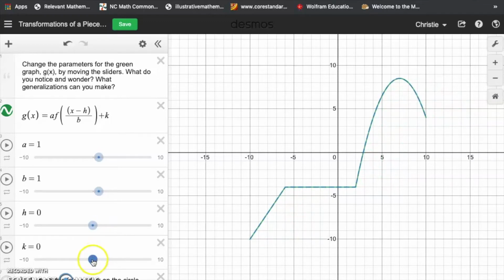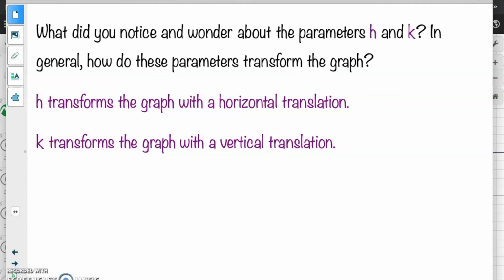I'm going to do the same thing for K. What do you notice? And what do you wonder? Can you make any generalizations? Hopefully you notice that H transforms the graph with a horizontal translation, and K transforms the graph with a vertical translation.